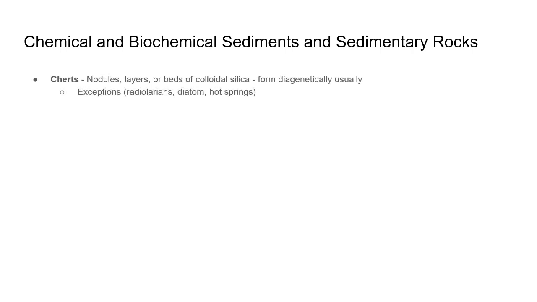So looking at some of our biochemical and chemical sedimentary rocks and how they form, cherts first of all usually form in nodules, layers, or beds, but they're all formed of colloidal silica. Most of the time, cherts form diagenetically, but there are some exceptions where you have lots of siliceous microfossils, such as radiolarians and diatoms. You can form a chert from the breakdown of those. Also forming from hot springs, so these can also precipitate out. So most of our cherts are diagenetically formed, but occasionally we can get them forming in other ways.